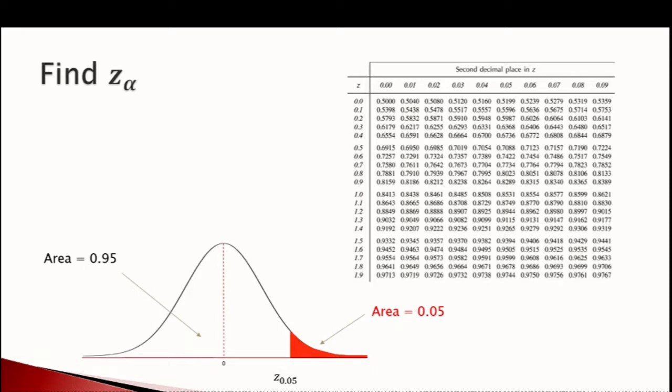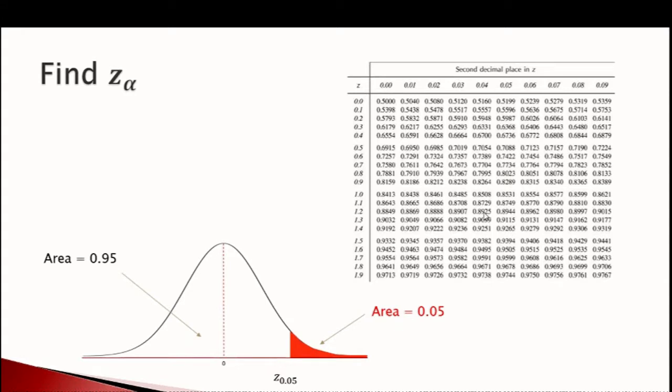That means the area to the left of z sub 0.05, or the non-shaded area, is 0.95. How do I get that? I just do 1 subtract the red area. That is how I get 0.95. Okay, so now 0.95 is the area which corresponds to these values inside the table.